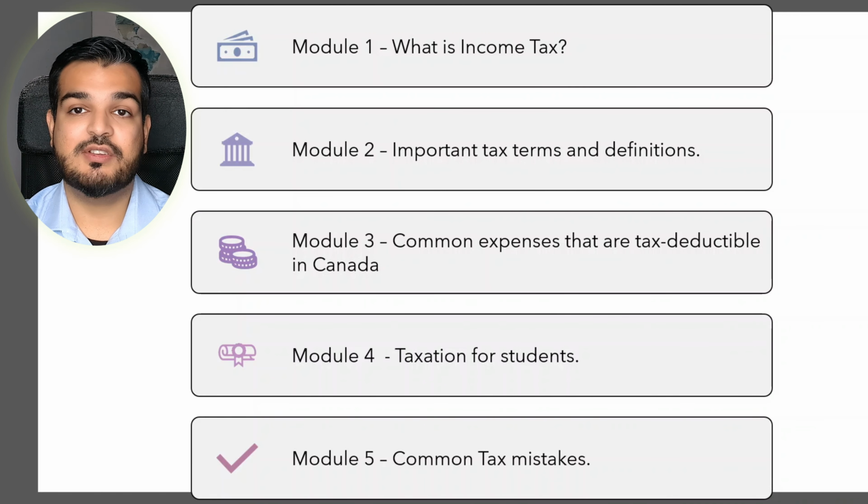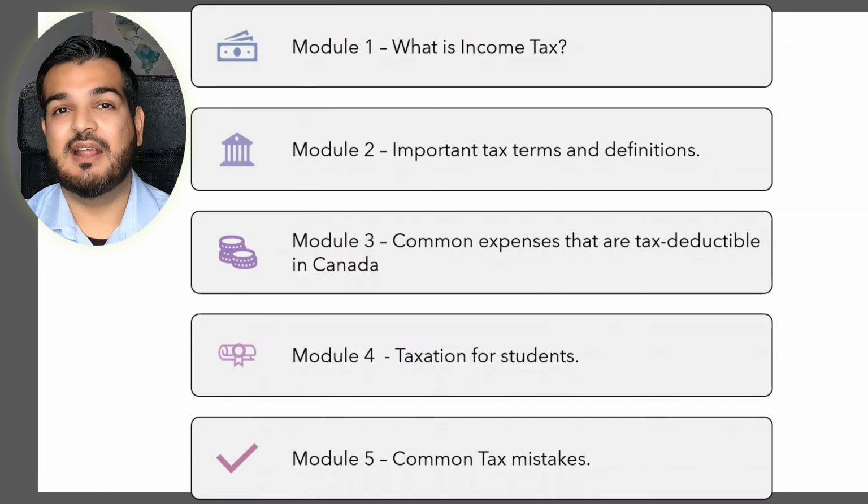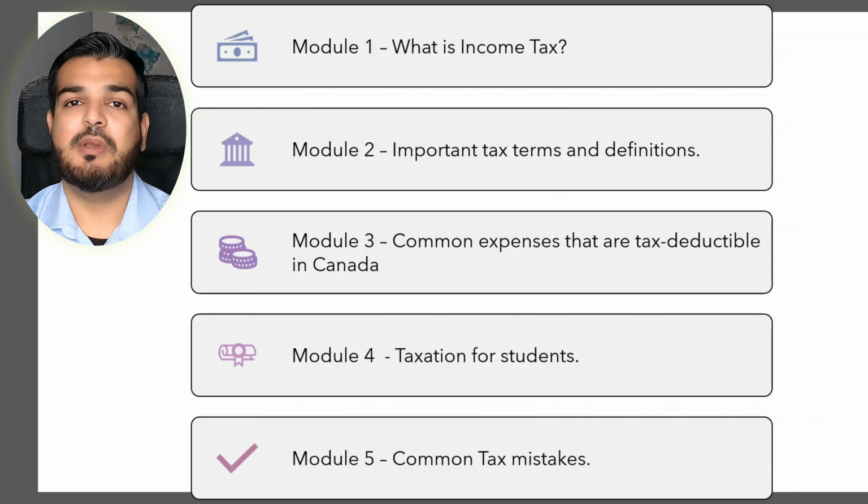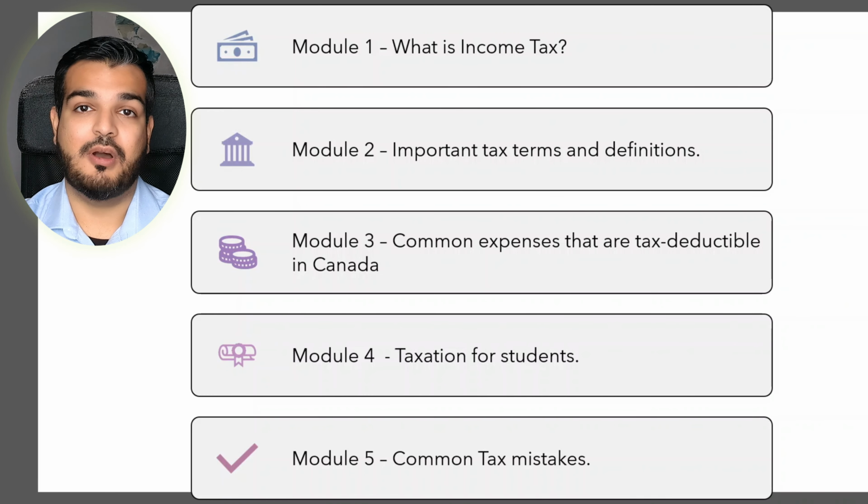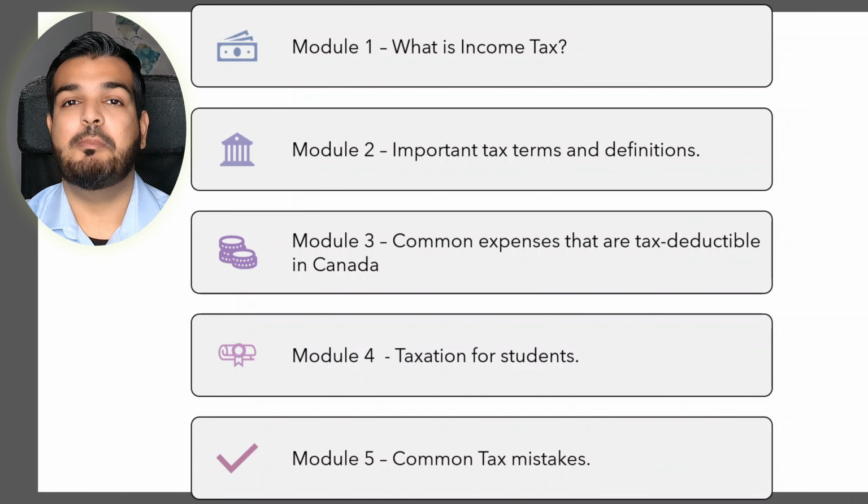The last module is called Common Tax Mistakes. And this is something I see way too often. Every year, there are Canadians, international students, temporary foreign workers, everyone who has to pay taxes, making these common mistakes. And that means they're paying thousands of dollars in more taxes than they should. I'm pretty sure that money is better off in your pockets. So we'll go through some of the common pitfalls and how you can avoid them. With that said, let's jump right into Module 1.